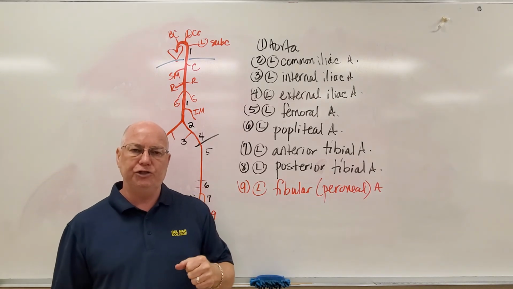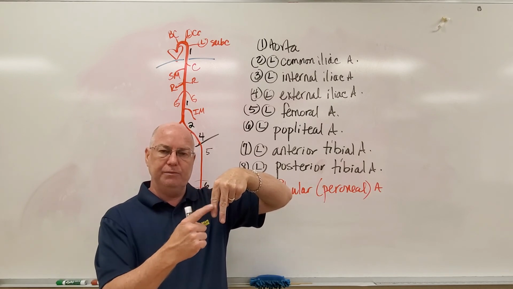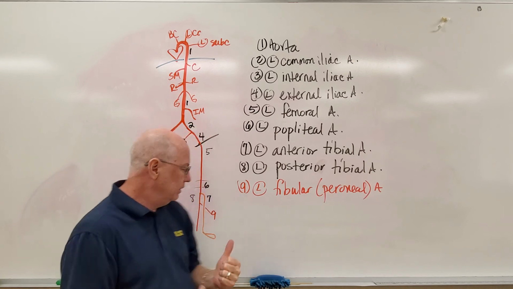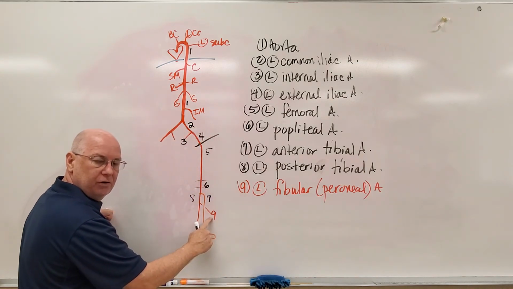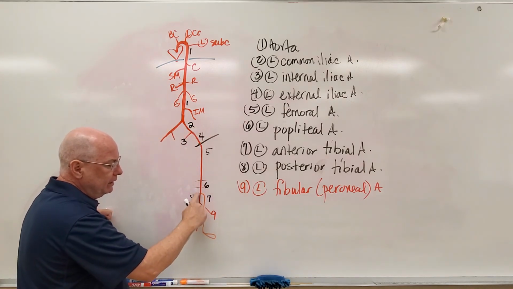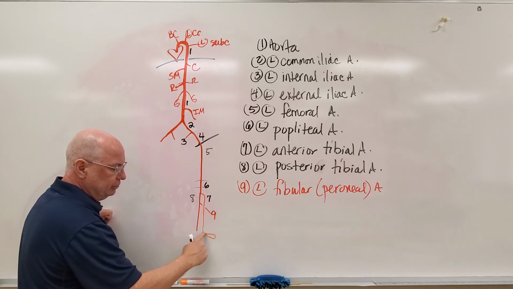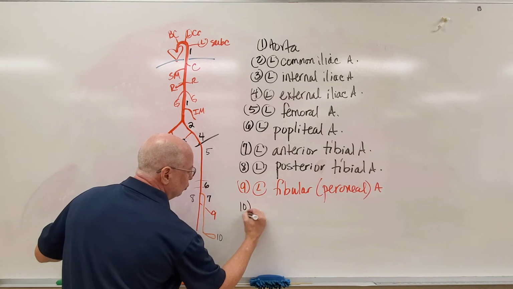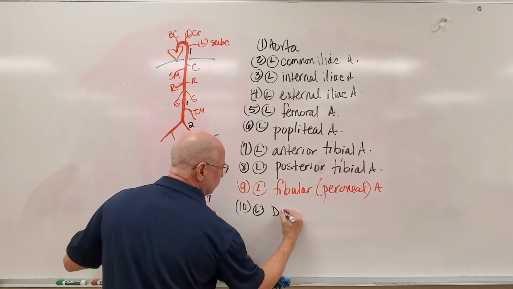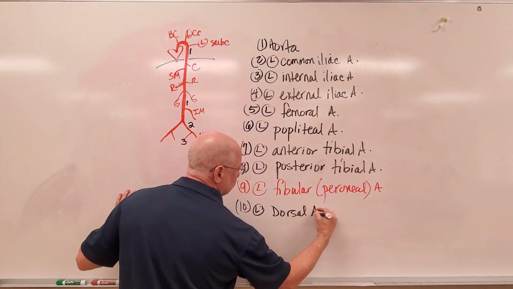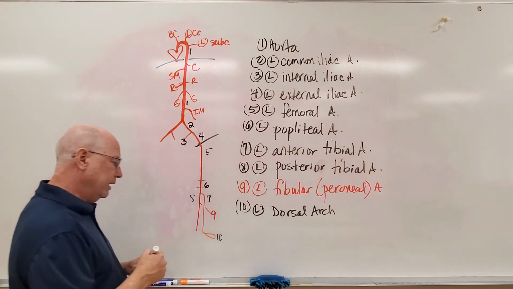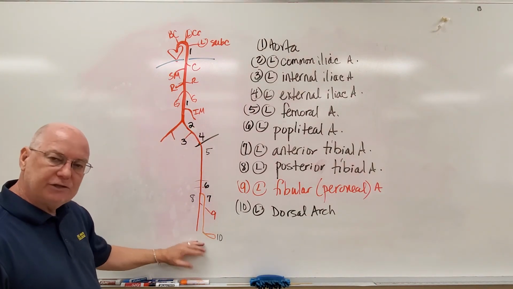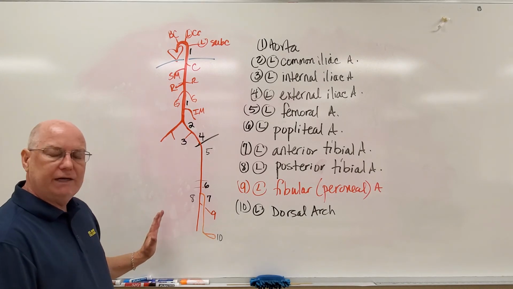If you remember in your shin, there's two bones. There's the tibial bone, which is more medial, and the fibula, which is lateral. And that's why this is called the fibular artery. Okay. Now the anterior tibial comes down and makes this little arch on the top of your foot, and that is called the dorsal arch. And it's a little loop of arteries on the top of your foot. Now this doesn't end. There's some other arteries down here, but we're not going to name them at this point.